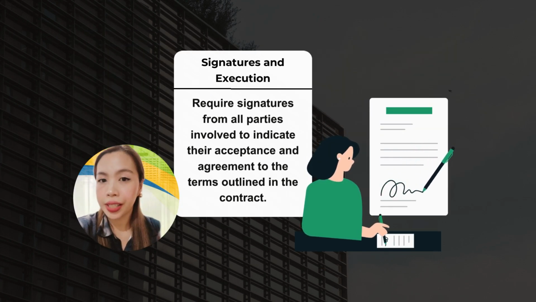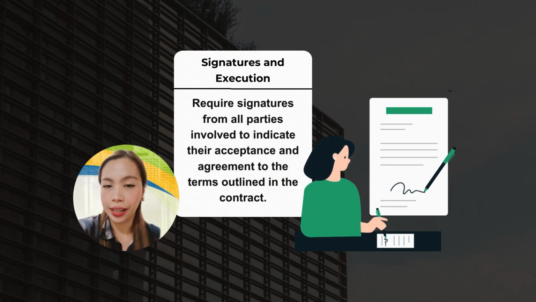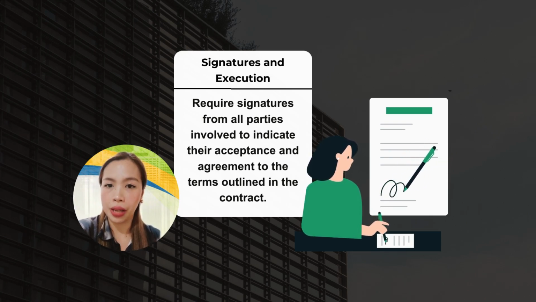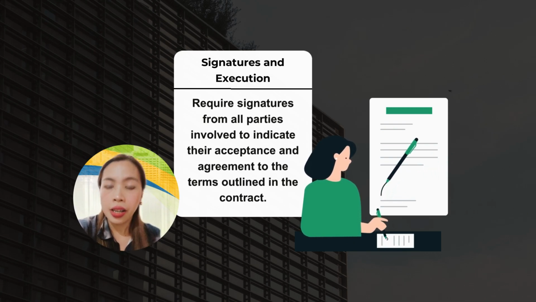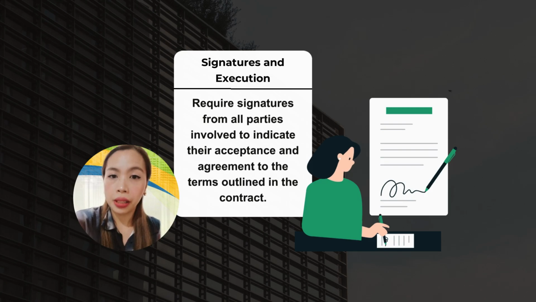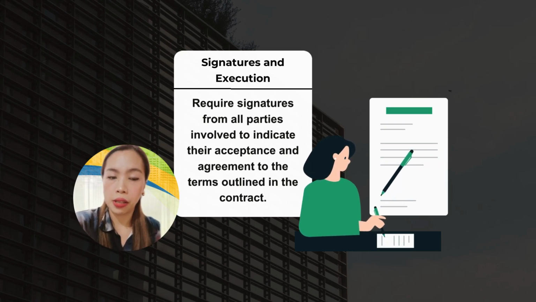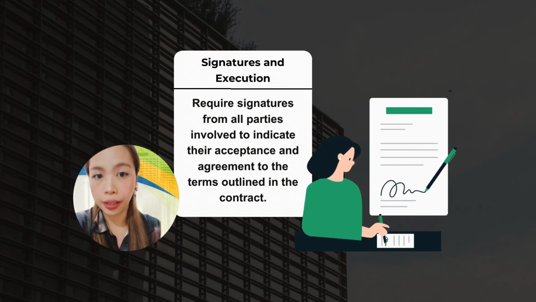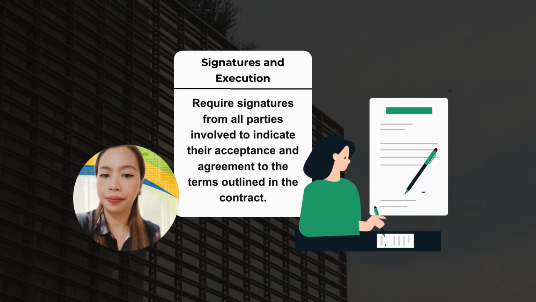Lastly, signatures and execution. So this indicates their acceptance and agreement to the terms outlined in the contract. So these components help ensure clarity, transparency, and enforceability of real estate contracts in the Philippines, providing protection for all parties involved in the transaction.